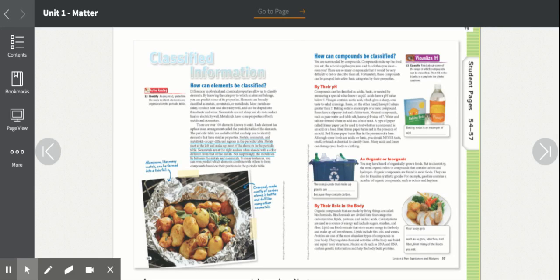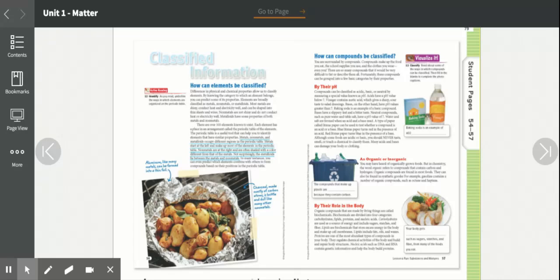Page 56, classified information. As you listen, think of ways in which elements are organized on the periodic table. How can elements be classified? Differences in physical and chemical properties allow us to classify elements. By knowing the category to which an element belongs, you can predict some of its properties.